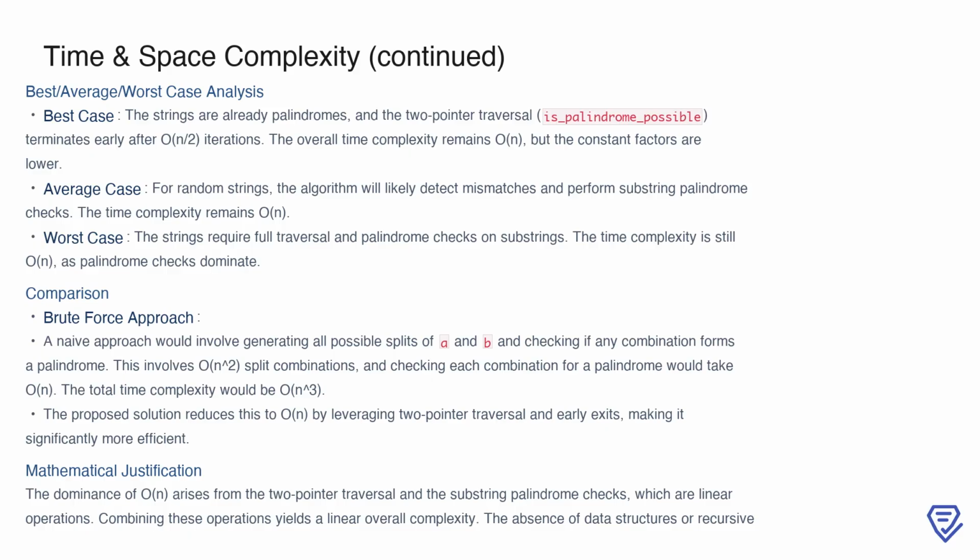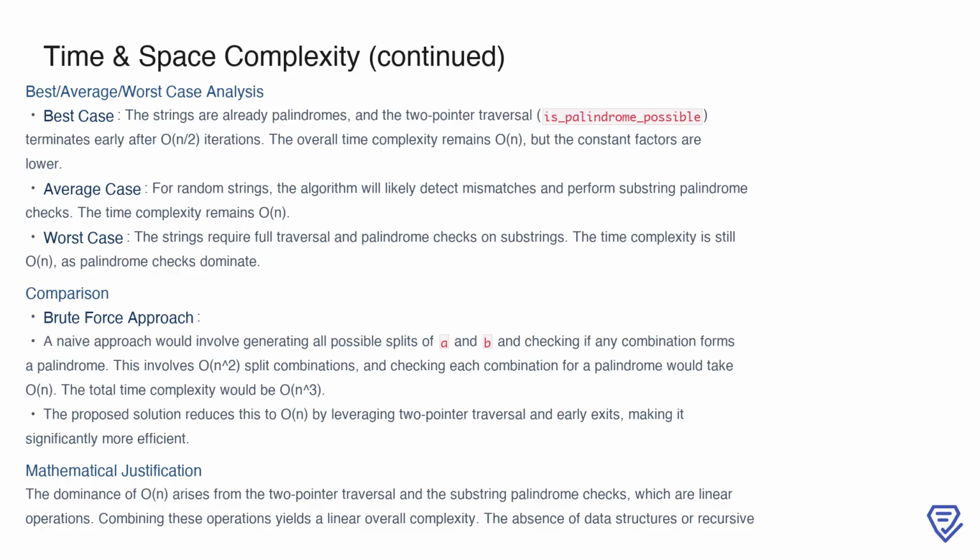For the average case, we expect random strings where mismatches might occur. The algorithm will detect these mismatches and perform substring palindrome checks as needed, but the time complexity remains O(n) overall. In the worst case, the strings require a full traversal and substring checks for palindromes. This still results in O(n) time complexity, as the palindrome checks dominate.